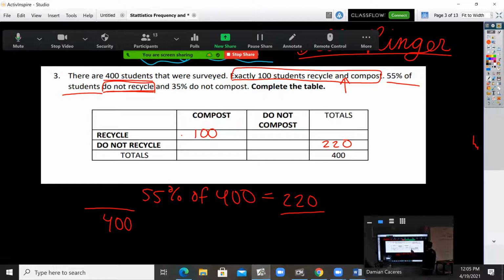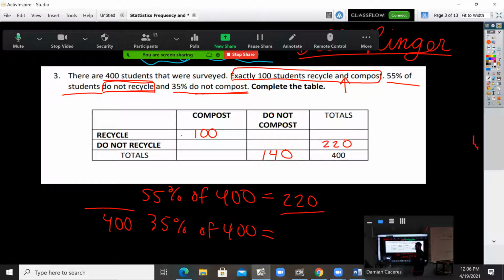Now we keep reading. It says 35% do not compost. Now 35% of 400 is how much? 140. So for that one, it says do not compost. So do not compost total is 140. That's it. Once you have three pieces of information in there, we can fill out the rest.